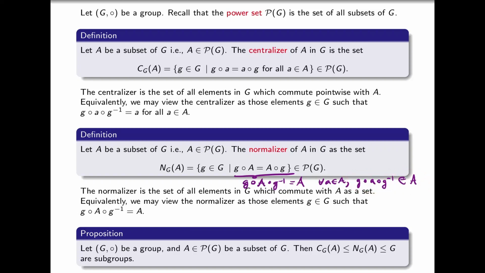And the following proposition tells us that both the centralizer and normalizer of a set A are subgroups of G. And we have the following subgroup containment. The centralizer of A is a subgroup of the normalizer of A, which is a subgroup of G. And the centralizer of A is a subgroup of the normalizer of A. We see that in this notion that I just mentioned in terms of the normalizer being a weaker condition, whereas here we require this to be exactly the same a.